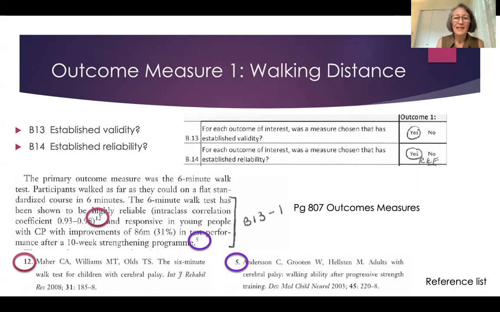Right? In addition, they talked about its responsiveness to improvement and strengthening through Anderson's study. And that gives it additional validity that you can expect a change after strengthening. And this is a study that looked at changes, using a strengthening intervention to see if they would get changes.